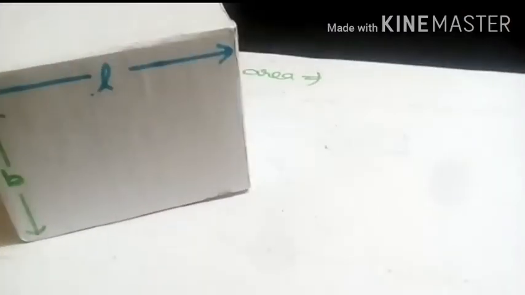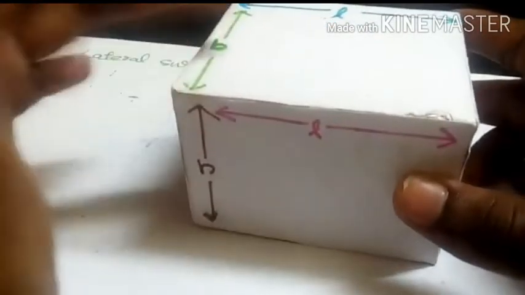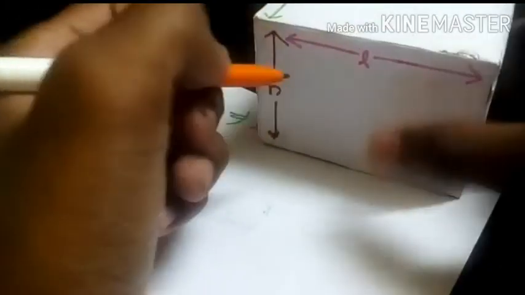Now we'll find the lateral surface area of the cuboid. In lateral surface area there are only 4 sides. The top and the bottom are ignored. So let's find. The area of this rectangle is L into H. There are 2 such faces, so we'll write it 2 times: L into H plus L into H.